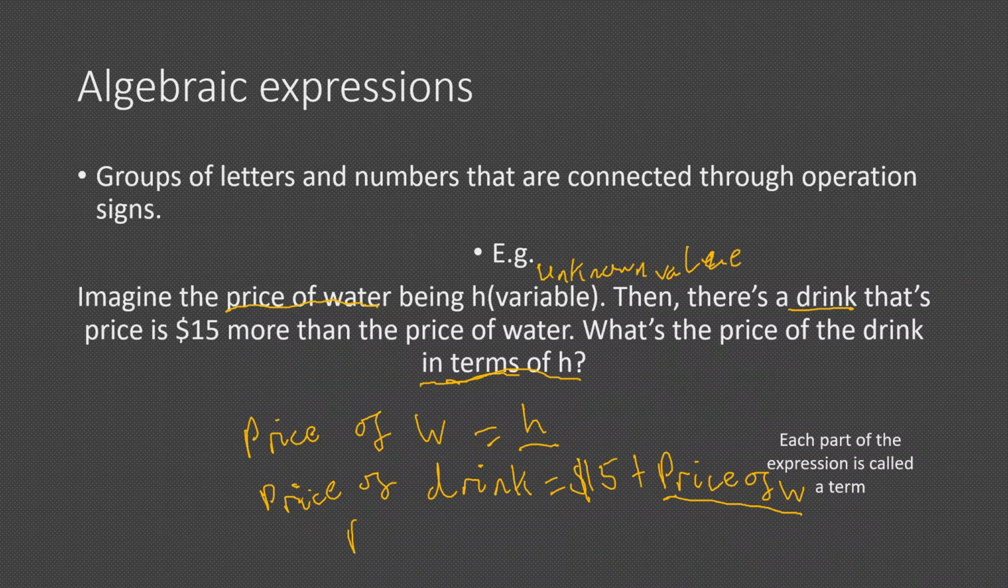So the price of the drink would then equal $15 plus H. And this will make it in terms of H. Whenever they say in terms of H, in terms of X, in terms of Y, you must know that you must always have the variable that they are looking for inside the equation. So the final answer is going to be $15 plus H.